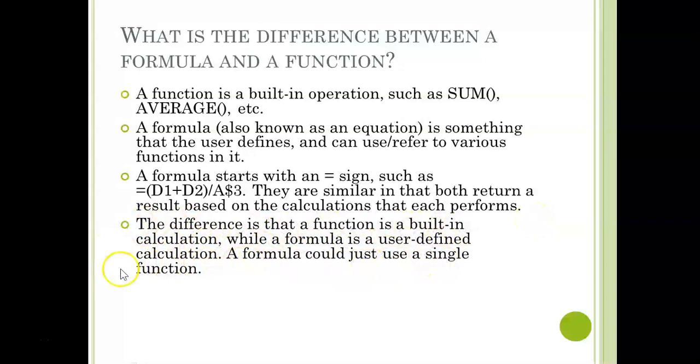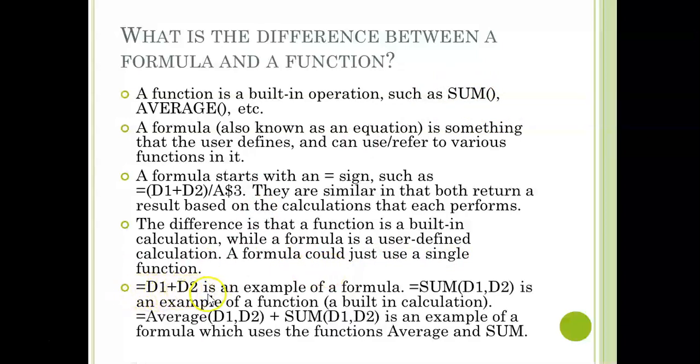A formula could just use a single function. For example, equals sum, and then the range of cells that you want to add up. So it could be a single function, or it can have multiple functions involved, but it would be user-defined. So equals d1 plus d2 is an example of a formula. The function version of this could be equals sum d1 d2. That is an example of a function, a built-in calculation.